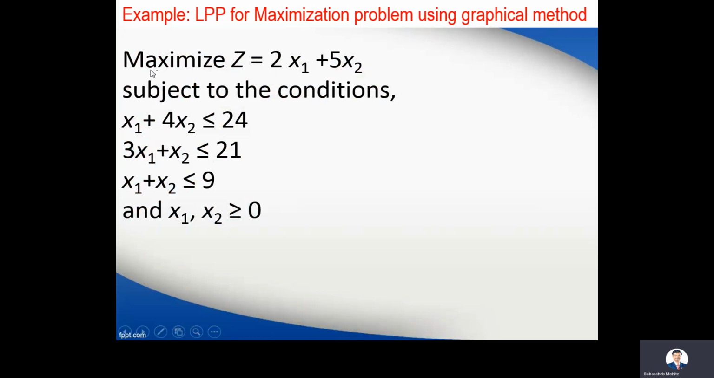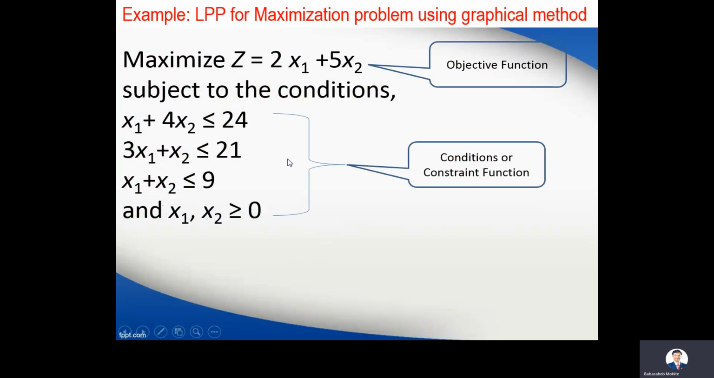So the example is: maximize z is equal to 2x1 plus 5x2 subject to the conditions x1 plus 4x2 less than or equal to 24, 3x1 plus x2 less than or equal to 21, x1 plus x2 less than or equal to 9, and x1, x2 greater than or equal to 0. So we know the nomenclature that we are going to use over here. This is nothing but my objective function. Here I have to identify the value of z, which is a maximum value, by putting values of x1 and x2. So to determine the values of x1 and x2, we have to consider these constraints, these conditions.